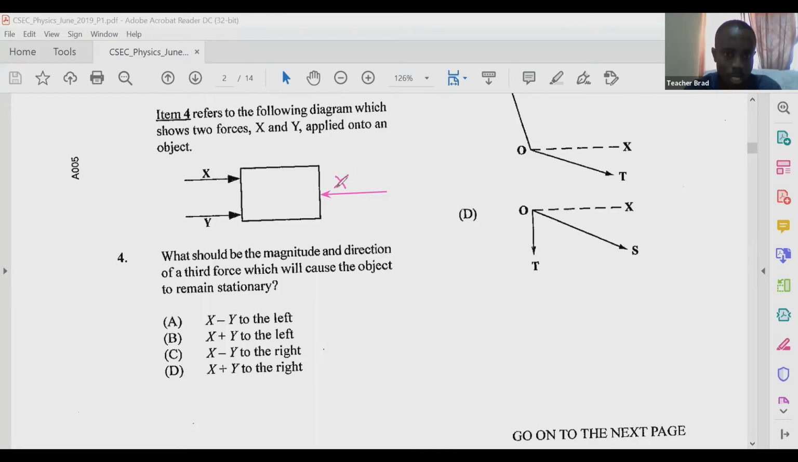So X plus Y going to the left. So that would be the force that will keep the box stationary. All right. So those two parallel forces pushing on the box to the right would be added up because they're all acting in the same direction. So for a resultant of those forces, it would be X plus Y to the right. And so any single force to keep the box stationary would have been X plus Y to the left. So that would have been your answer here in this case. So X plus Y to the left, that is B as in boy.